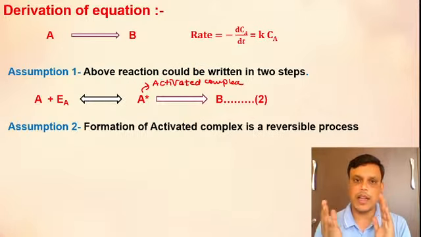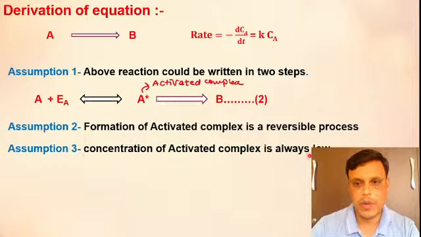What is assumption number 2? Formation of activated complex is a reversible process. Very simple assumptions are there. And if you see here, activated complex to the product is not a reversible process. Okay, then assumption number 3. Listen carefully. Concentration of activated complex is always low.